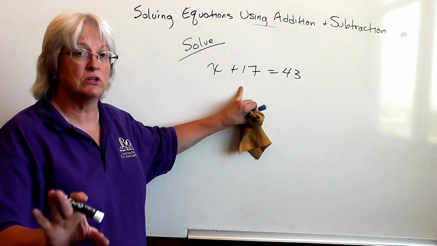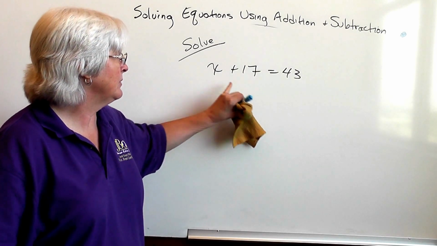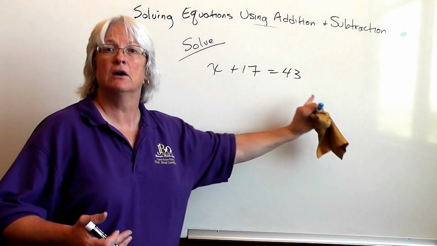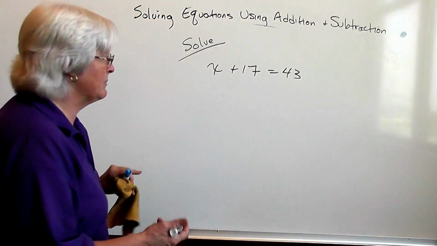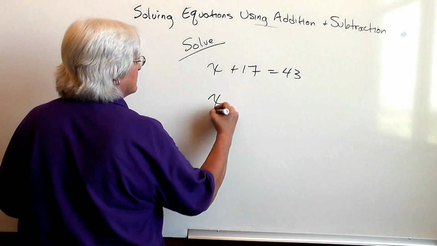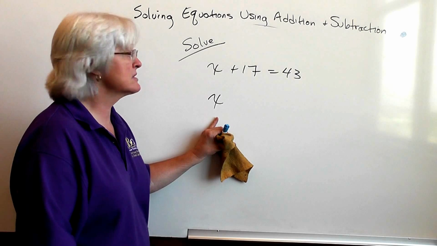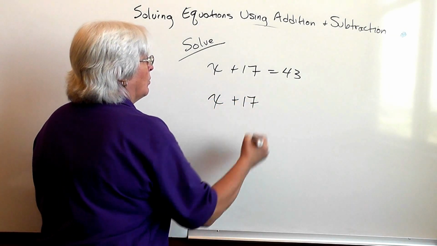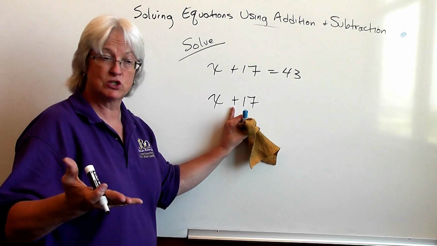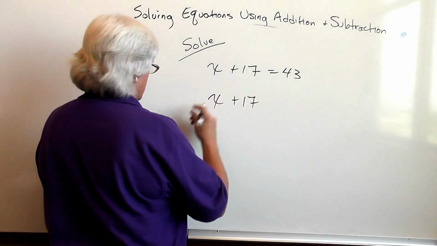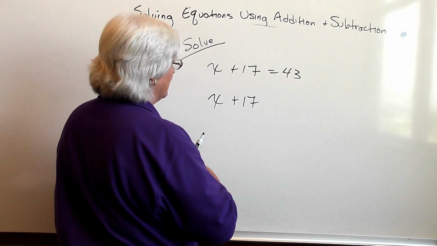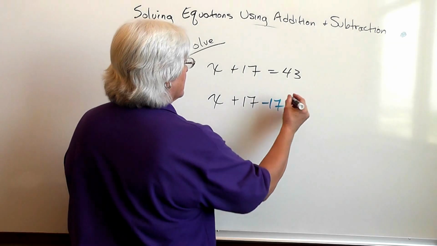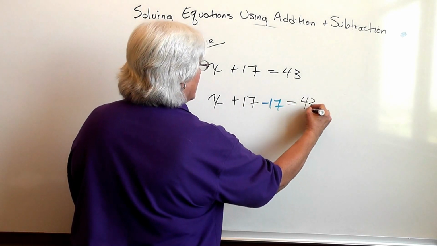Well, I don't want you to write me an answer. What you've got to be able to do is learn the method of using inverses to solve equations. So your next step is going to be x. What did I do to x? I added 17. What is the inverse of addition? It's subtraction. So I'm going to subtract the very same amount that I added, minus 17 is equal to 43.